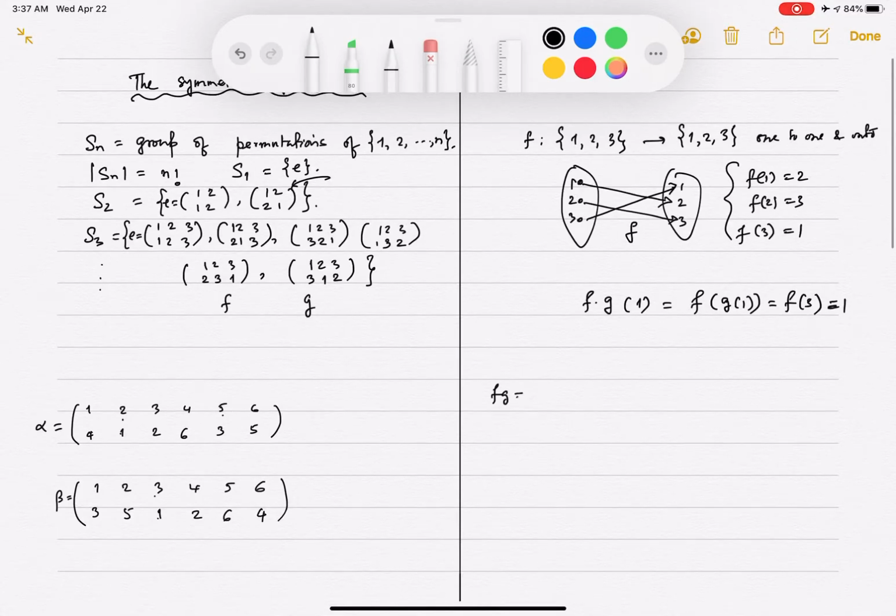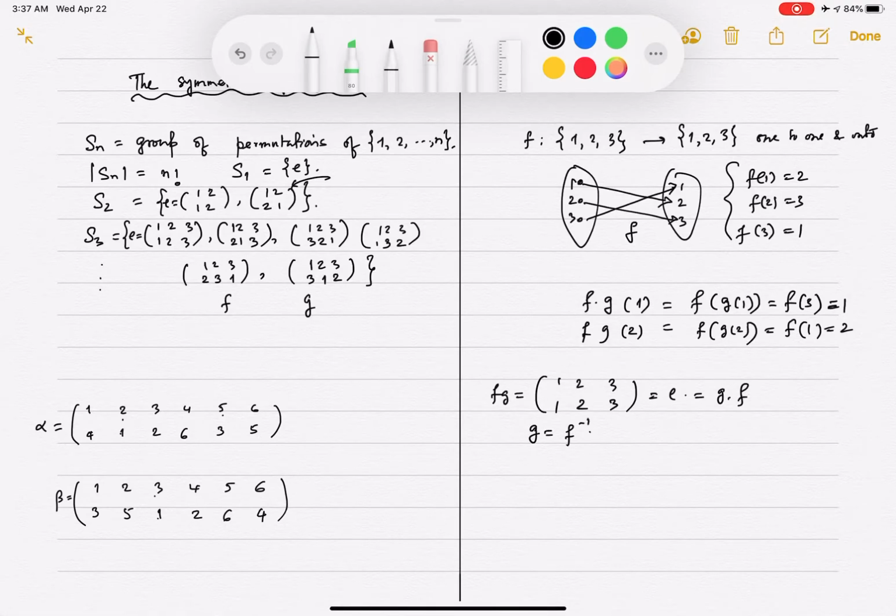So fg starts like 1 goes to 1. Now you track 2 and 3. fg of 2 is f of g of 2. g of 2 is 1. So that's f of 1, 2 again. So 2 goes to 2, and then 3 has to go to 3. So this is really the identity. So f times g is identity. You can check g times f is also identity. So this g is the inverse of this f.